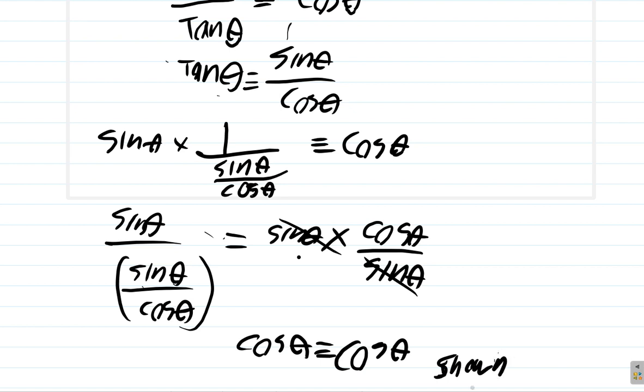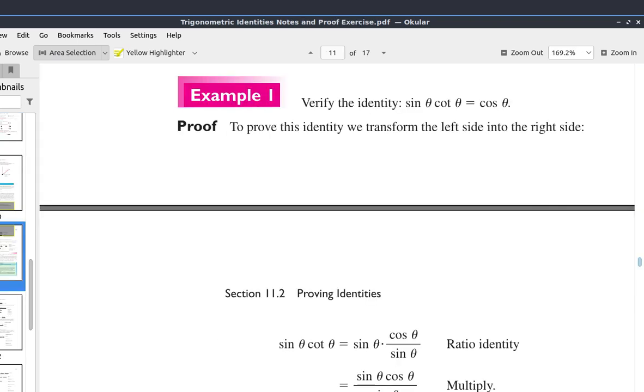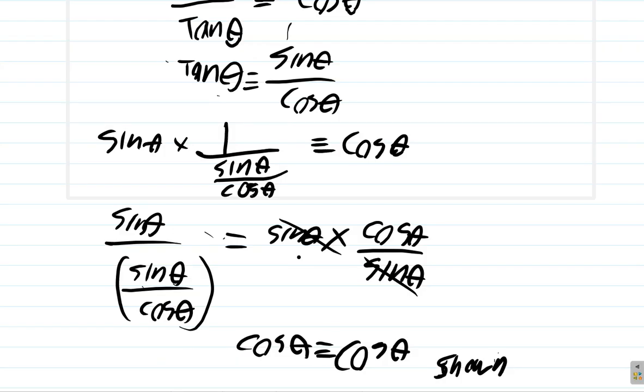Show. Alright? Did they ask us to show? Let me see something. Oh, they said verify. Let me change that to verified. Because they might ask you to show something or prove something or verify something. In this case, since they use the word verify, I say I have verified that statement, the original statement.